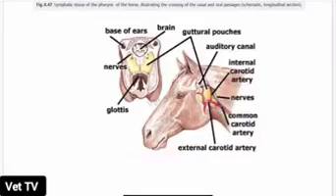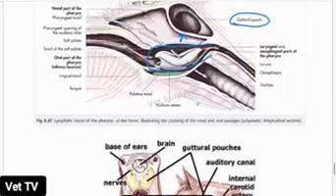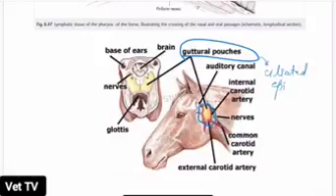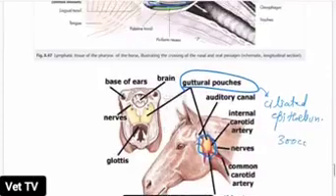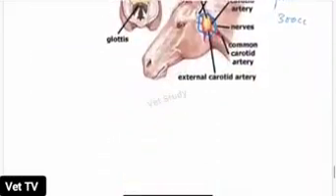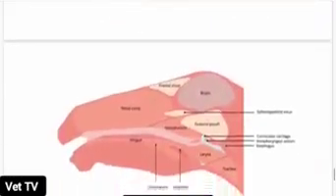These guttural pouches, this yellow area, are present above the pharynx, and they are found only and only in equines. Remember this, that guttural pouches are only present in equines, not in other species. And if we talk about the epithelium, it is coated with ciliated epithelium, right? And it has a capacity of 300 cc. These are some information about the guttural pouch, and you have to remember this because this is important in the pathology portion also.